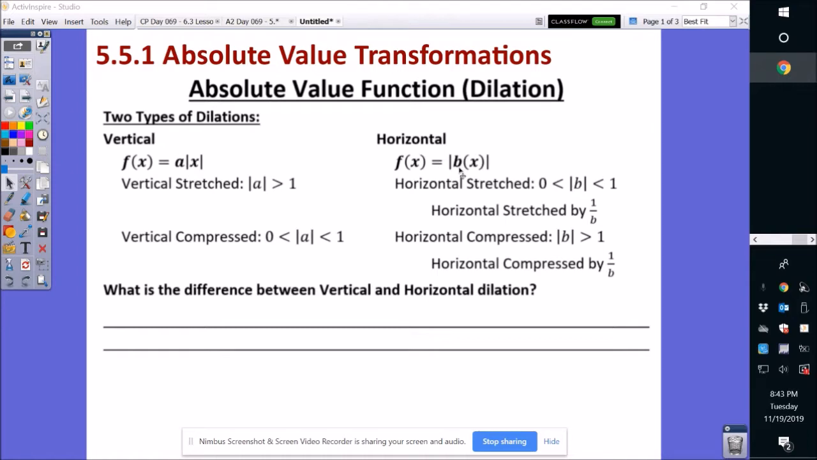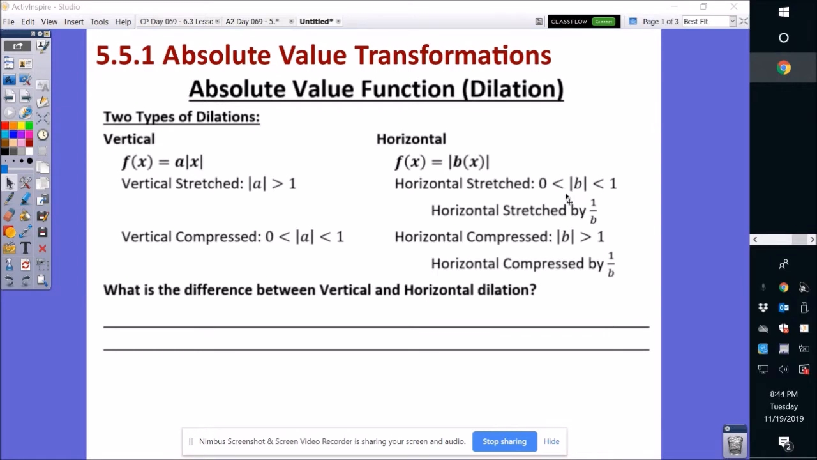Now, similar to vertical, we have horizontal stretch and horizontal compress. It's not the same rule, so make sure you understand the rules between vertical and horizontal stretch and compress. To classify as a horizontal stretch, the value of b is going to be between 0 and 1, whereas for a horizontal compress, the value of b is greater than 1. Again, if you look closely, you see it's written as the absolute value of b. Just like before, you just want to focus on the number value if you're doing dilation.